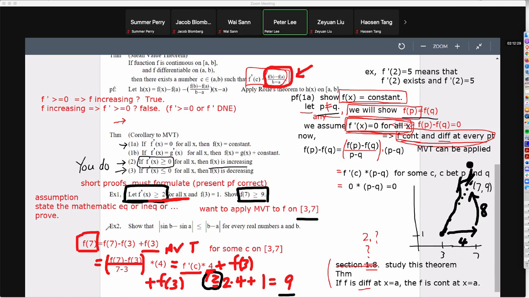Now, since I don't have that much time here, let me stop here. Example 2 is right here, and you have to show this statement right here. For every real number a and b, assume that a and b are in radian units. We assume all numbers are in radian units. Why don't you try example 2, okay?